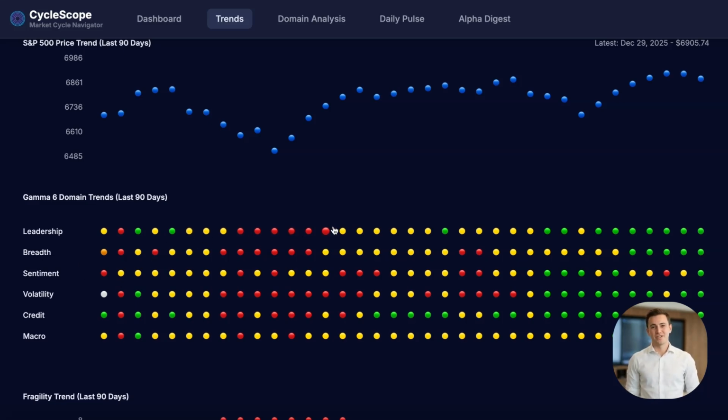This is where pattern recognition comes in. Look for clusters of color. If all 6 domains are green, the market is healthy. If some are turning yellow or red, that's a warning.